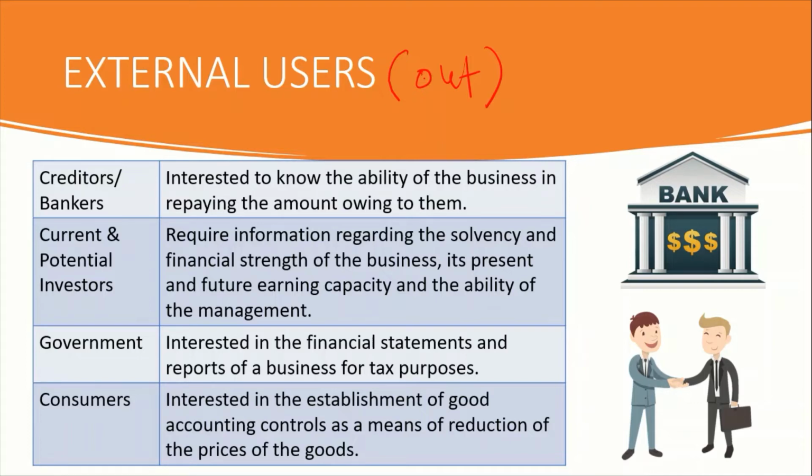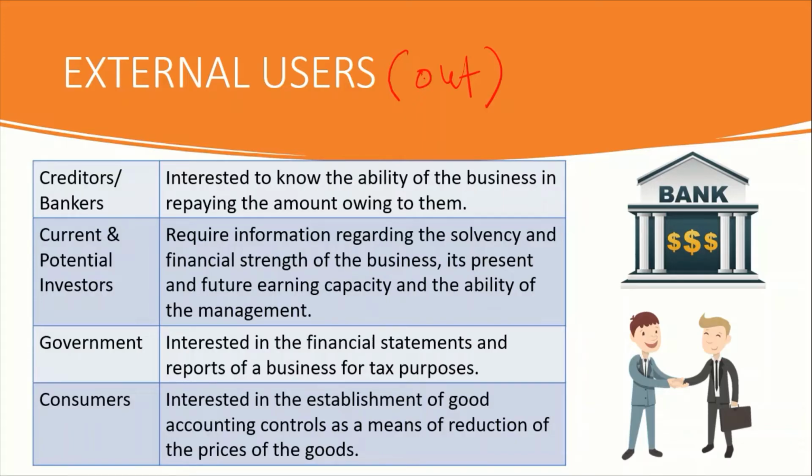The next is current and potential investors. They require information regarding the solvency and financial strength of the business, its present and future earning capacity and the ability of the management. So investors need the accounting information to make a decision whether or not to invest in your company. Those detailed reports are important because they can compare company A and company B, to see which company is more profitable for them to invest in.